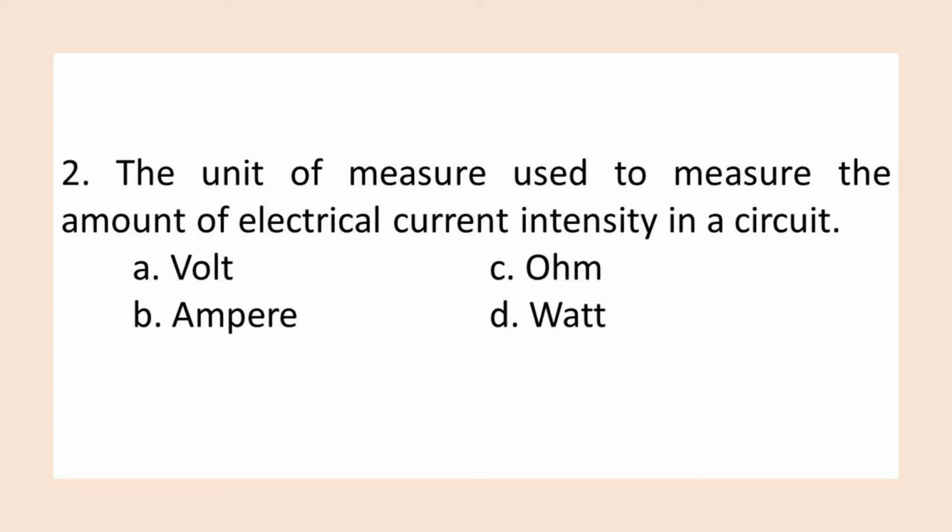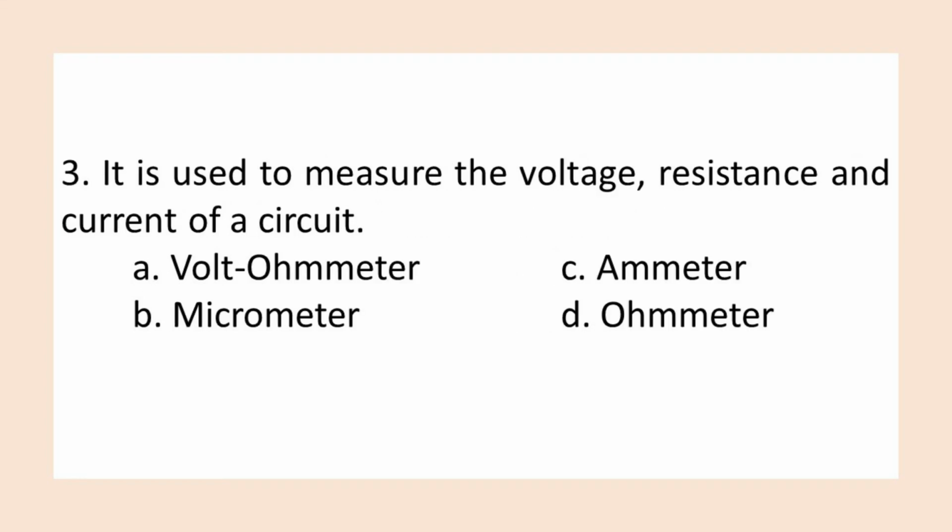Is it letter A. Volt, letter B. Ampere, letter C. Ohm, letter D. Watt? Number 3. It is used to measure the voltage, resistance, and current of a circuit. Is it letter A. Volt-Ohmmeter, letter B. Micrometer, letter C. Ammeter, letter D. Ohmmeter?